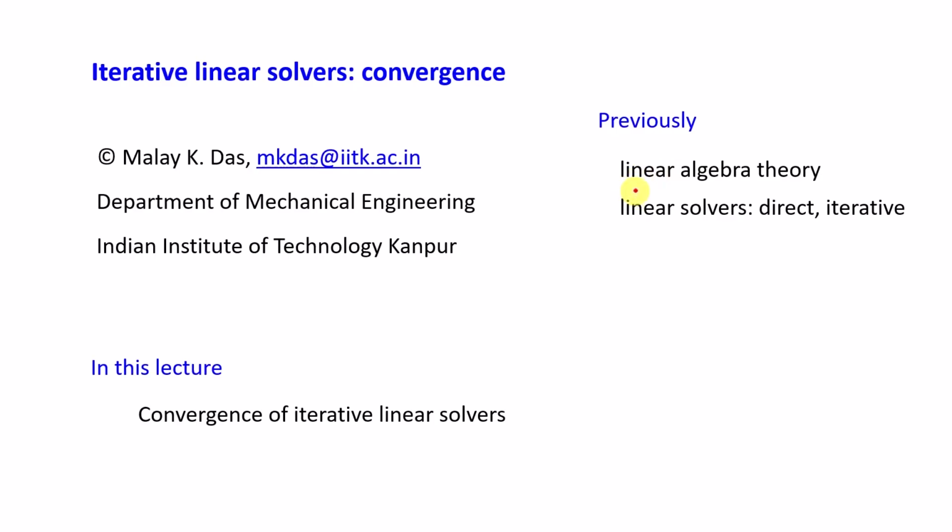For the last few lectures, we have been talking about linear solvers. We have talked about two types of linear solvers, direct and iterative. In iterative solvers, we start with an initial guess and then we keep on updating the guess, and we hope that eventually we'll reach the correct solution. This process from the initial guess to reaching the correct solution is what we call convergence.